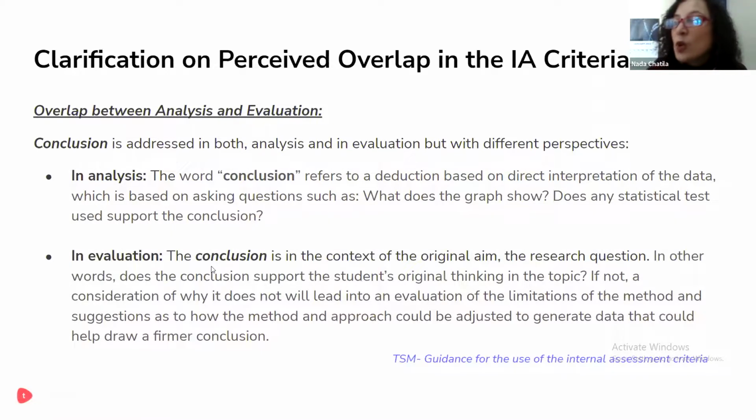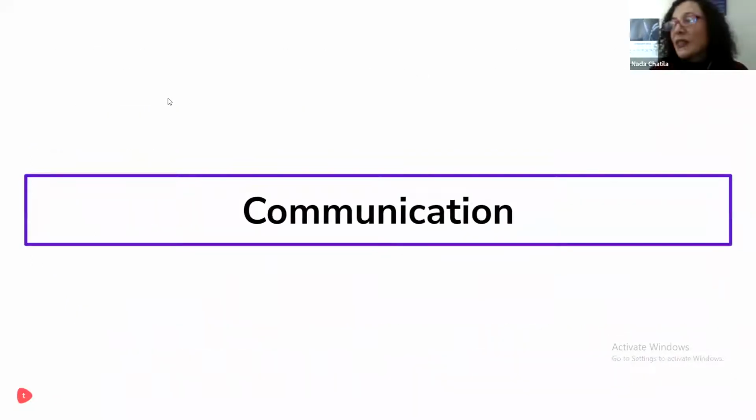Whereas in evaluation, the conclusion is the statement, the discussion that addresses the original thinking of the student, the research question. In other words, does the conclusion support the student's original thinking in the topic? If not, a consideration of why it does not will lead to an evaluation of the limitations of the method, etc. And you can find this in the teacher support material, guidance on the use of the internal assessment criteria.